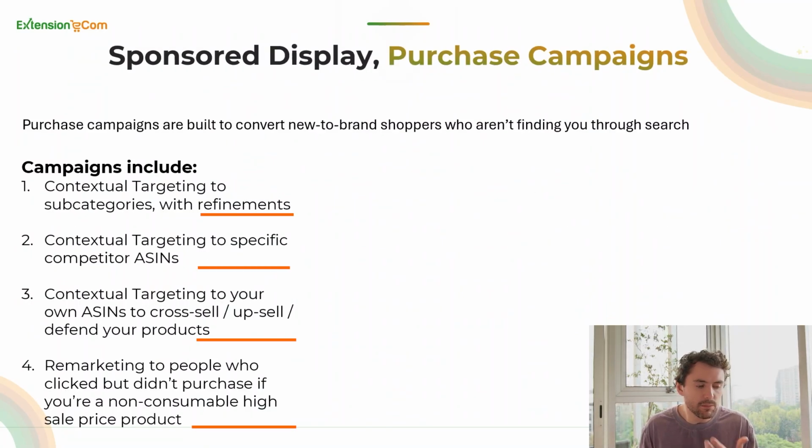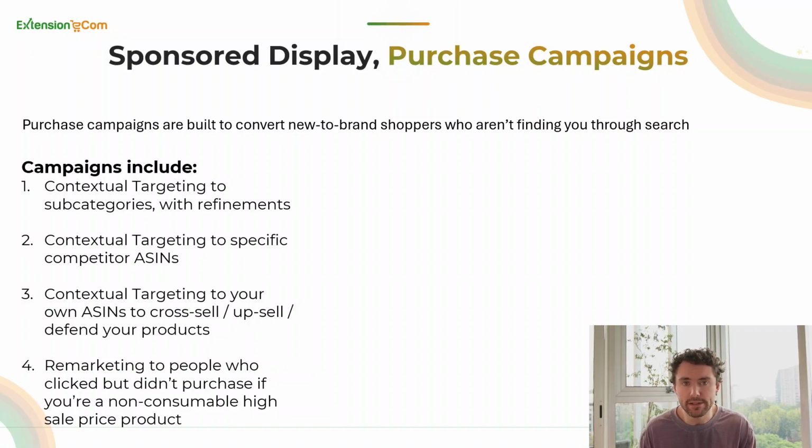And for these, there's multiple campaigns, and the goal is to drive new to brand shoppers who aren't finding you through the search bar. And you can do so through contextual targeting to subcategories with refinements, right? So for consideration, we're casting a broad net. For purchase, we're being a lot more targeted. We're saying, hey, we want to go after people within this subcategory with these specific refinements because they're highly likely to buy.